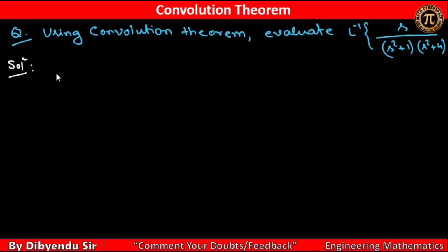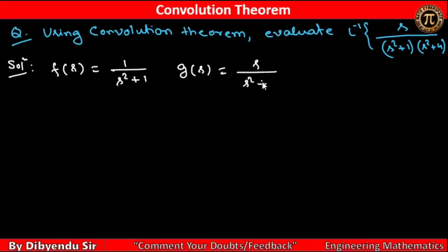So first let's take F(s) equal to 1 by s square plus 1. I am taking F(s) equal to 1 by s square plus 1 and G(s) equal to s by s square plus 4. If you take F(s) equal to s by s square plus 4 and G(s) equal to 1 by s square plus 1, again that will be correct.